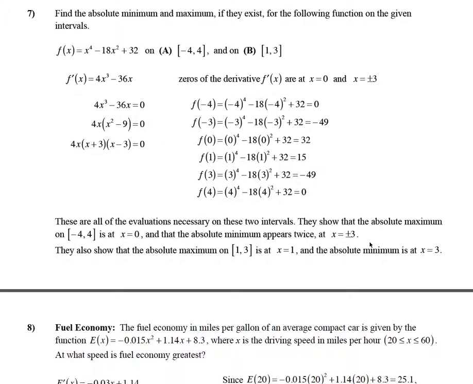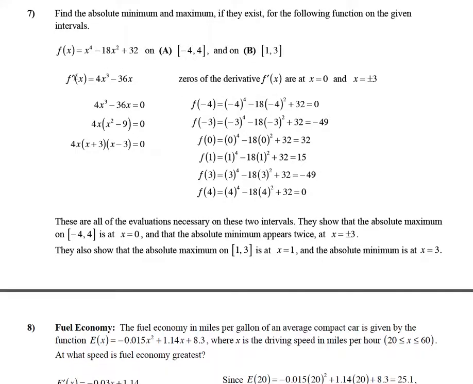Okay, now question 7 asks us to calculate absolute minima and maxima, the absolute minimum and maximum, if they exist, for this function on 2 given intervals. Now to do this, we take the derivative of the function and find the critical values. And then we evaluate the function, not the derivative. We evaluate the function at each of those critical values and at the endpoints.